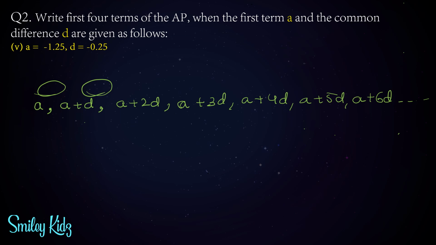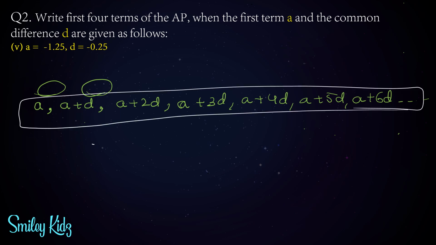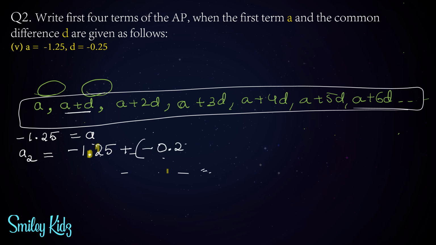The method we followed in the previous cases was kind of complex, isn't it? We had to find out every term using the common difference. But have a look at this particular sequence. This seems to be easier than the previous ones. Let's try it out. First, in our sequence, we have minus 1.25. That is A. Then, the second term is A plus D. That means A2 is equal to minus 1.25 plus minus 0.25.